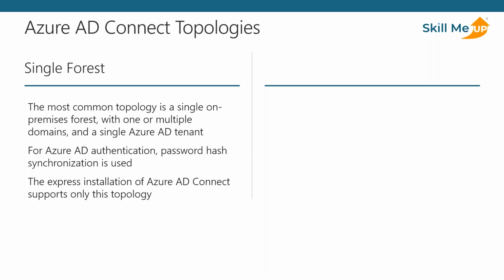The first one to talk about here is the single forest. This is the most common topology. It's a single on-premises forest with one or multiple domains and a single Azure AD tenant. In all fairness, for most people that I ever speak to, that's the design that they have. For Azure AD authentication, password hash synchronization is used, and it's just utilizing the express installation of Azure AD Connect. It's really simple, straightforward, the easiest one to do. And this is the most common implementation.